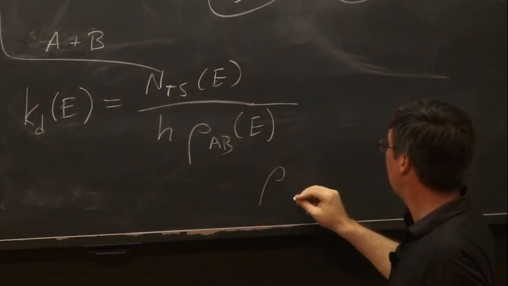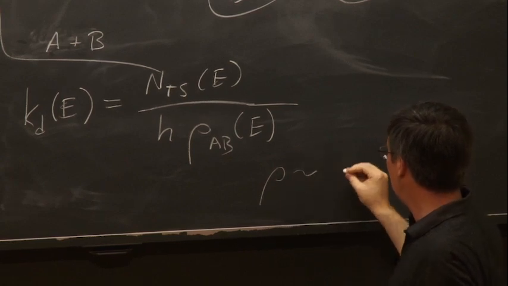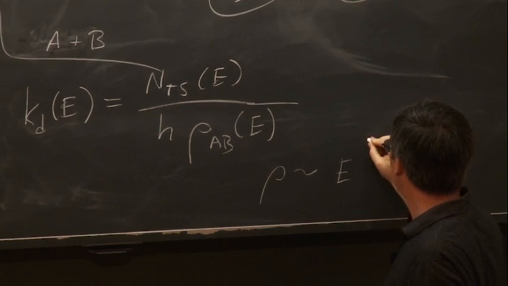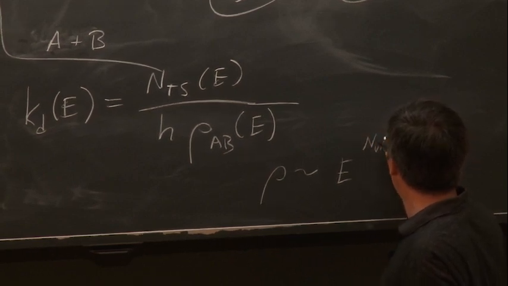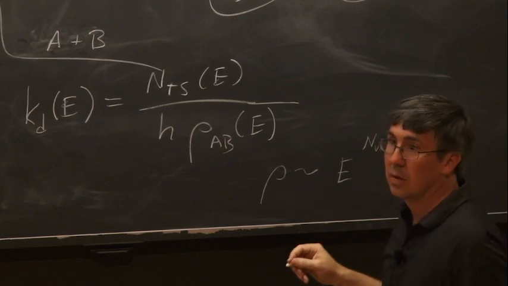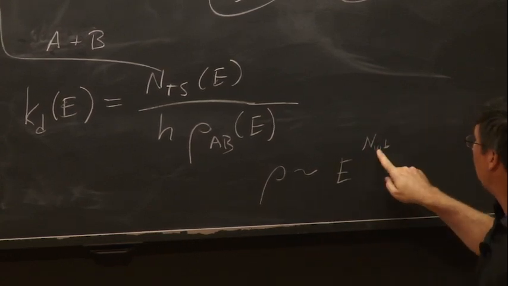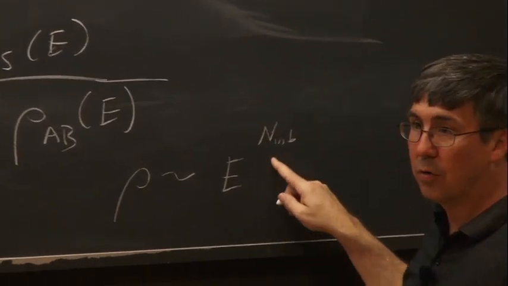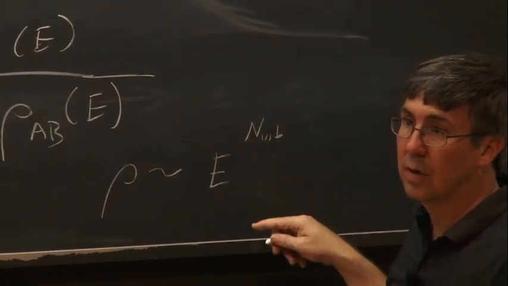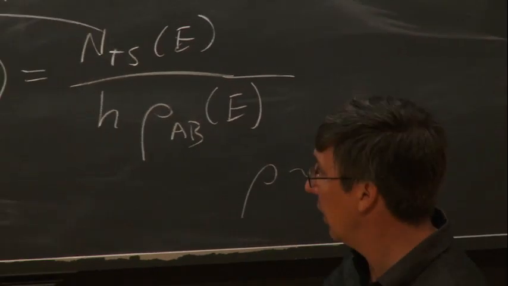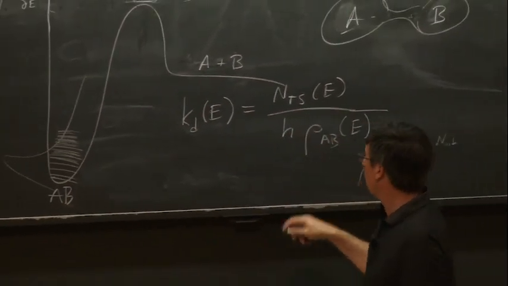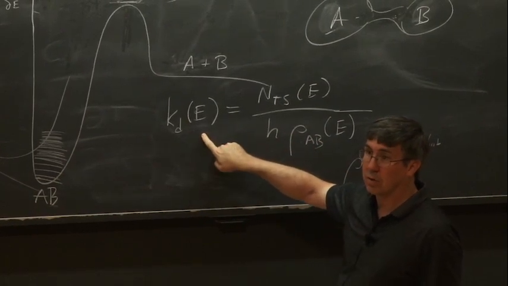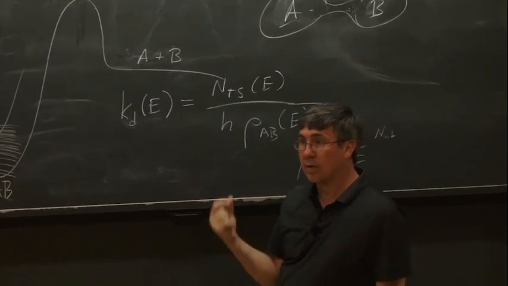So rho scales as E to the number of vibrations power, something like this. And so if you have a big molecule, this thing grows wildly fast with energy. If you have a small molecule, it doesn't grow so fast. It can be a lot smaller. So for a small molecule, if AB is a small molecule, then the rho will be small, in which case the kd will be very large. So the smaller the molecule is, the more likely this is a problem.